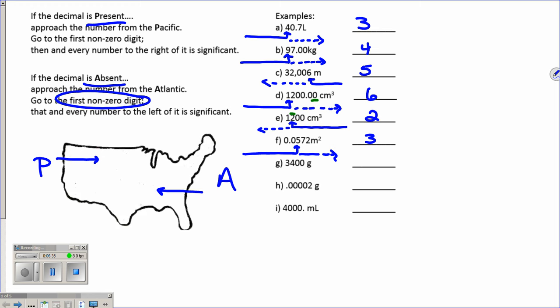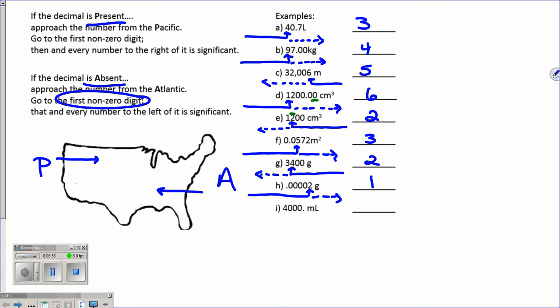Letter G, we have some trailing zeros and no decimal place, so we're going to come from the Atlantic. The decimal is absent. We're going to start counting at the 4, so this has 2 significant digits. And then letter H, the decimal is present, so we come from the Pacific and start counting with the 2. That has 1 significant digit.